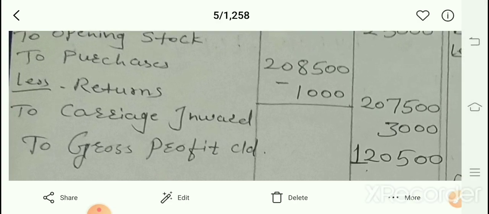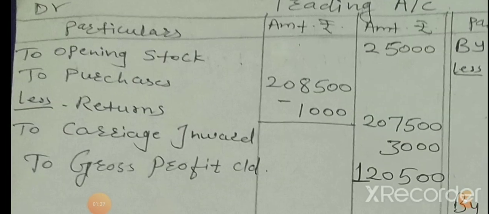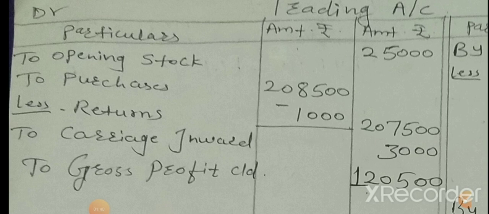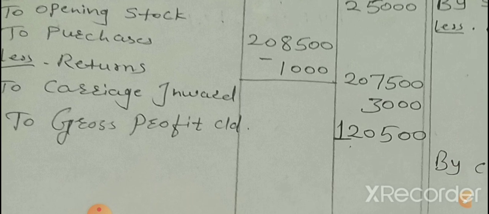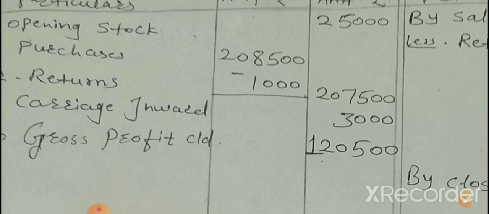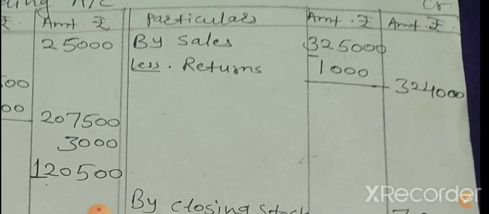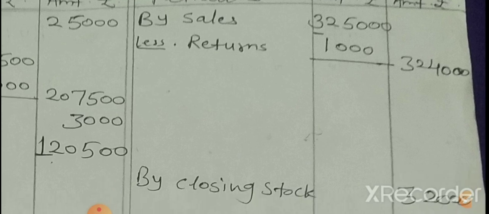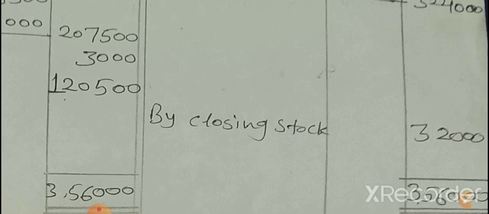Debit side first. To opening stock by rupees 25,000. To purchases, from this we deducted the amount of return. The net amount of purchases in the outer column is 2,07,500. To carriage inward 3,000. Then credit side, by sales 3,25,000. From this amount we deducted the returns. Net amount of sales is now 3,24,000. Then by closing stock, as per our adjustment, we have written it.